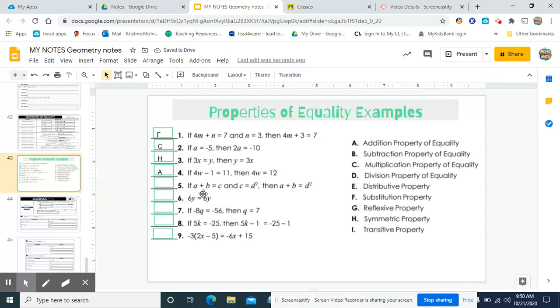All right, number 5. If A plus B equals C and C equals D squared, then A plus B equals D squared. So this one here is one of our newer ones where we have this phrase A and B. When I combine those two, they're equal to this value of C. But it's also saying that this value of C is equal to D squared. So if we remember, when we have two different pieces equal to the same variable, so in this case, these are both equal to C.